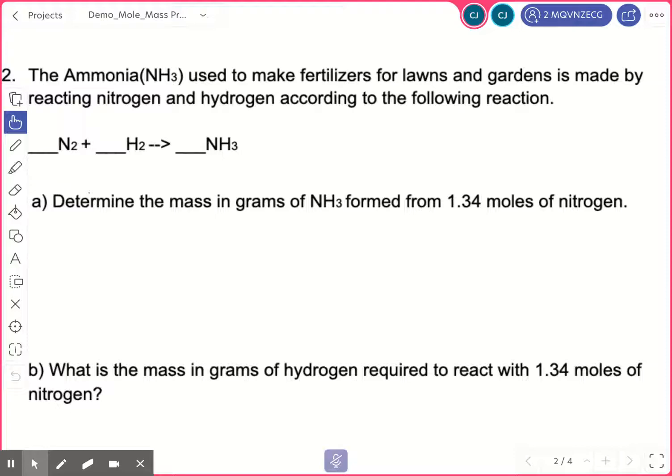So this is number 2, and it says the ammonia NH3, which is used to make fertilizers for lawns and gardens, is made by reacting nitrogen and hydrogen according to the following reaction. So this reaction right here, we need to balance. So how are we going to balance this guy?